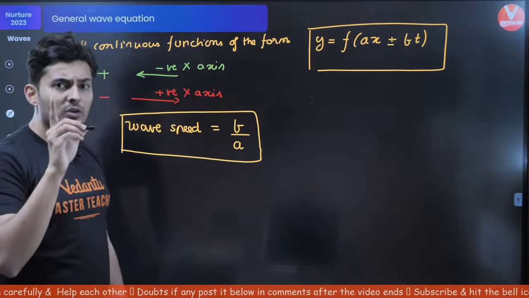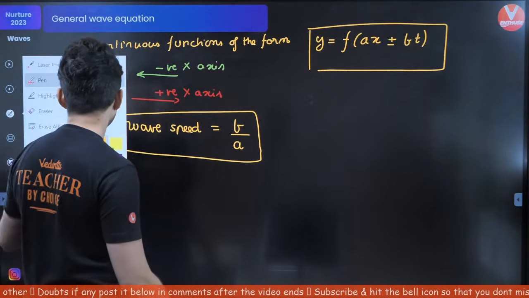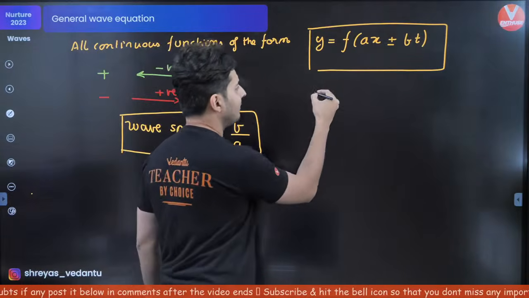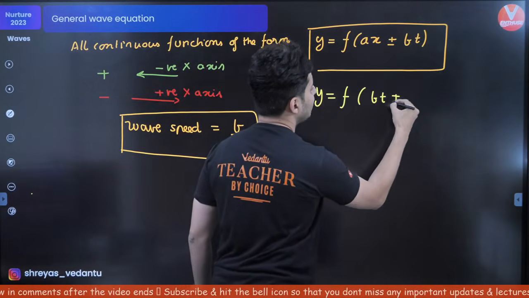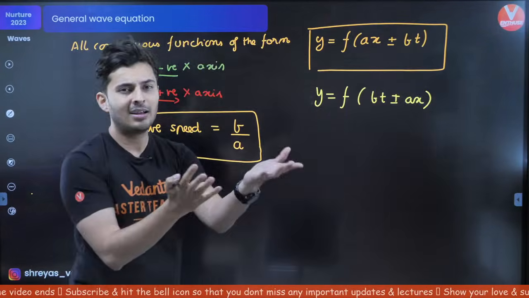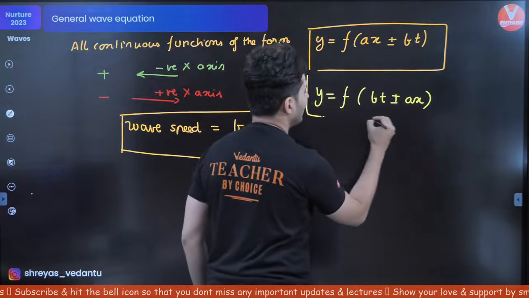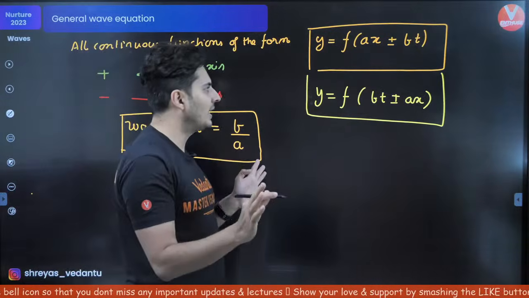Some of you will be also confused with one more thing. Let me add over here one more point. Some of you might think, sir, what if y is a function of bt plus minus ax? If I change the order, will it matter? No, it really doesn't matter. Whether you put bt plus minus ax or ax plus minus bt, it is one and the same thing.